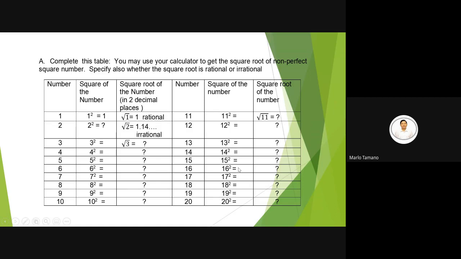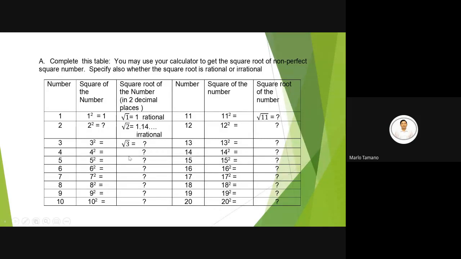Next, 15 squared is 225, tama? Then we have 16. What is 16 squared? 256. 17 squared. 289. 18 squared. 324. 19 squared. 361. And 20 squared. 400.